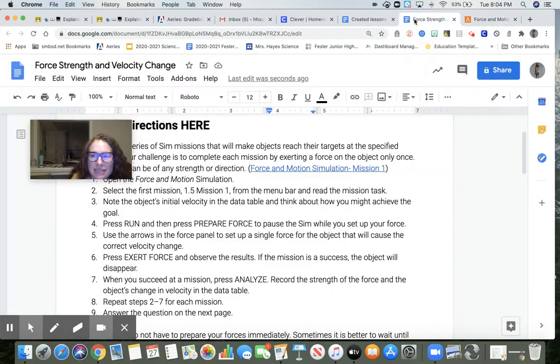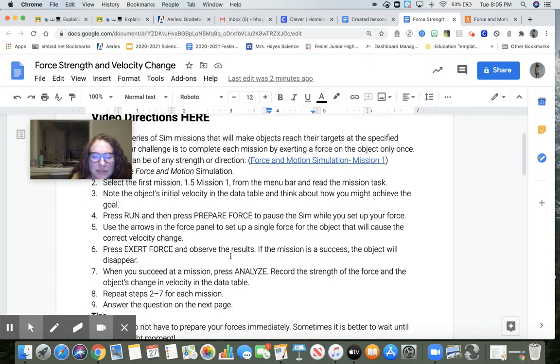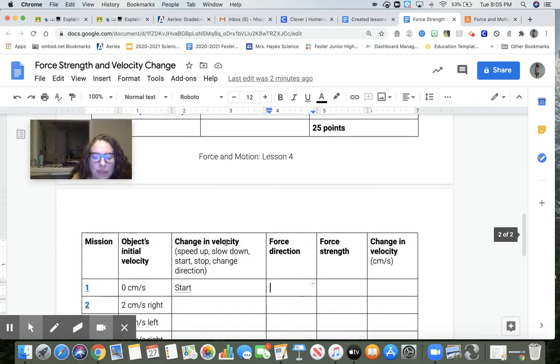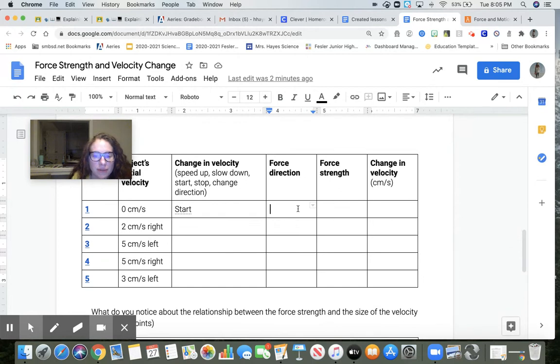So I know I need some stuff on my data table over here. When you succeed a mission, press analyze, record the strength of the force and the object's change in velocity in the data table. Okay. Well, first I need force direction. We already said it, it went to the right. If I was putting the arrow the other direction, it would be left. Okay, the force strength, we need to go get that.